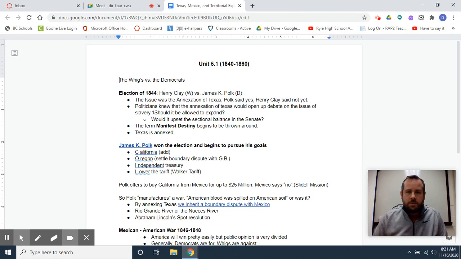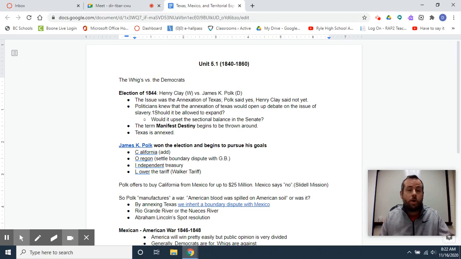Okay, you guys, first lecture of Unit 5.1. This unit covers chapters 17, 18, and 19, and it covers the years shown here, 1840 to 1860. What this unit does is it returns us back to the timeline in terms of the political history of the United States. We have just taken a break to go over industrial revolution, reform movements, abolition and slavery and things like that. And now we come back into 1840.